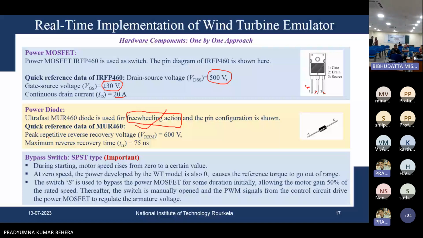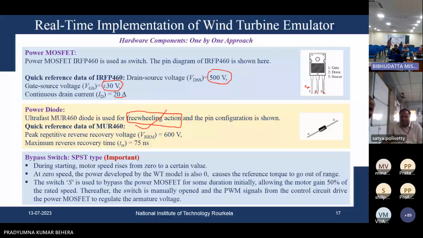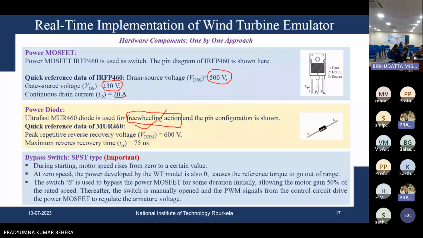As we know, the turbine torque is equal to what? Power output divided by the speed of the rotor. So if the rotor speed is 0, the reference torque will become too high, so it will go out of range. Therefore the switch S is used to bypass the power MOSFET for some duration initially, allowing the motor to gain 50% of the rated speed. Thereafter we open the switch, and the PWM signal from the control drive is given to the power MOSFET to regulate the armature voltage.